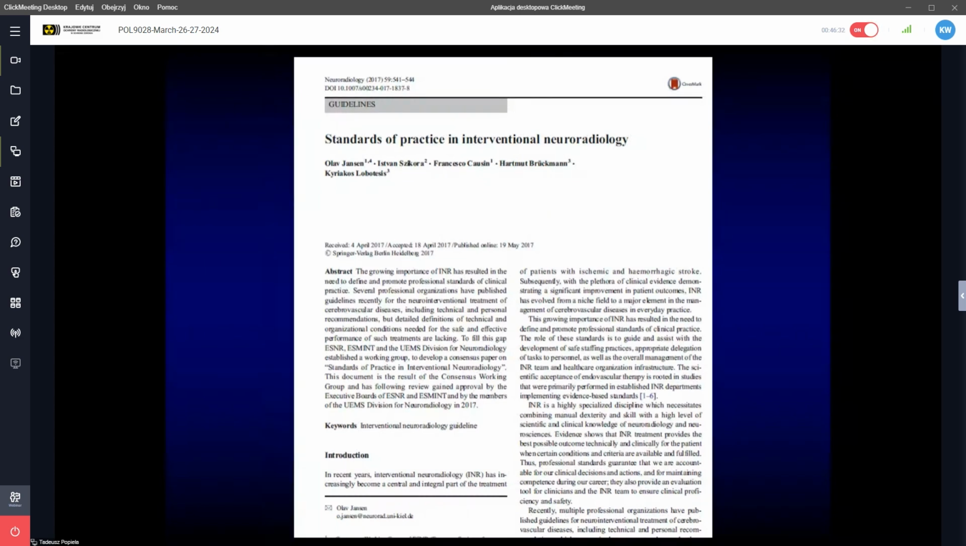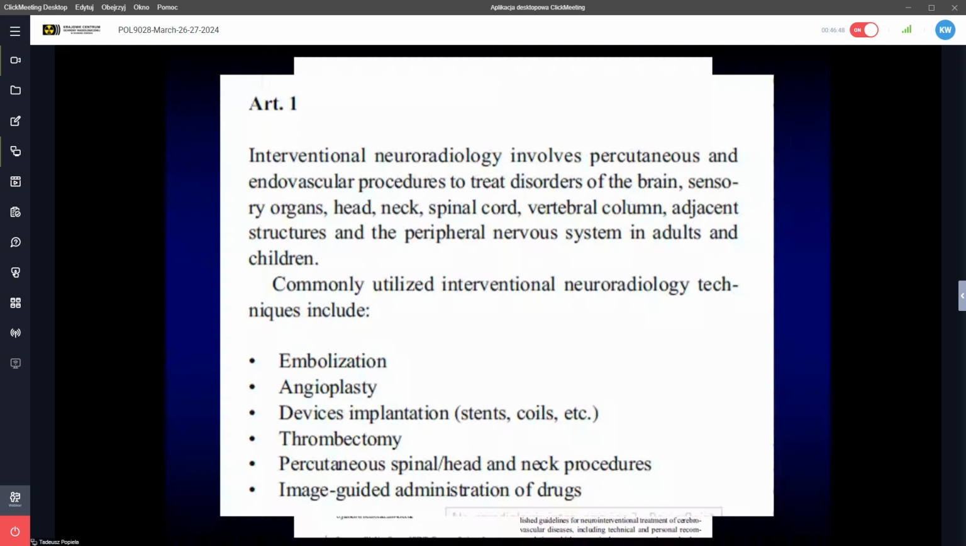In 2017, a document was created as a kind of consensus between the largest European scientific societies dealing with broadly understood interventional neuroradiology. In this document, the most common procedures are mentioned, like embolization, angioplasty, device implantation, stents, coils, and all kinds of flow disruptors, thrombectomy, percutaneous spinal, head and neck procedures, and image-guided administration of drugs.